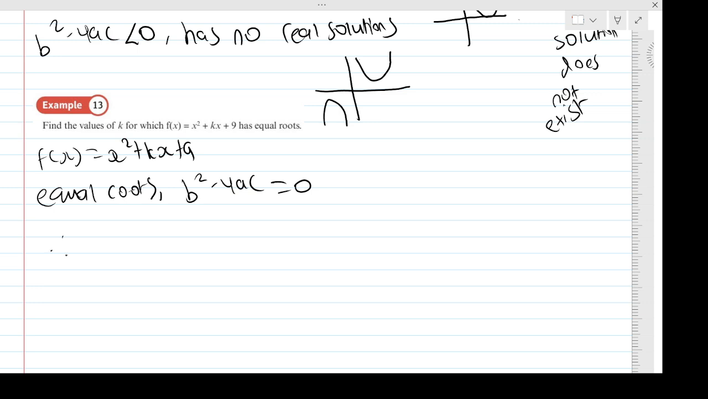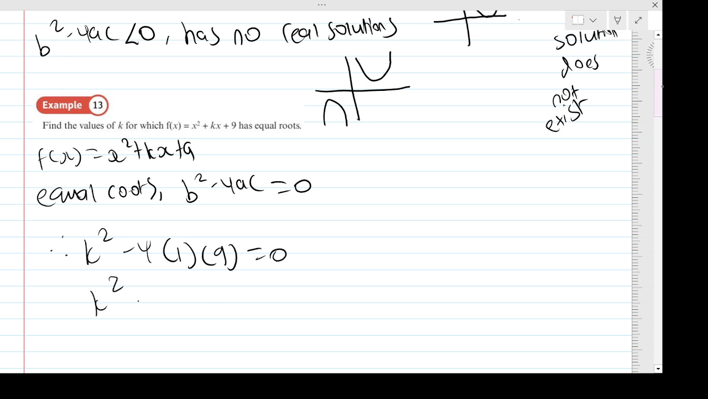Therefore, we can compute the discriminant in this case. So b is the coefficient of x. Well, that's k. Again, k is just a placeholder for a number we need to find, but that's okay. So we can work with that. So b squared is k squared, minus 4 lots of a, and the coefficient of x squared is just 1, so it'd be 1. And then c is the number at the end, which is positive 9. And therefore, we have to set this to 0 in order for there to be equal roots. Essentially, this gives us an equation for k that we can solve.